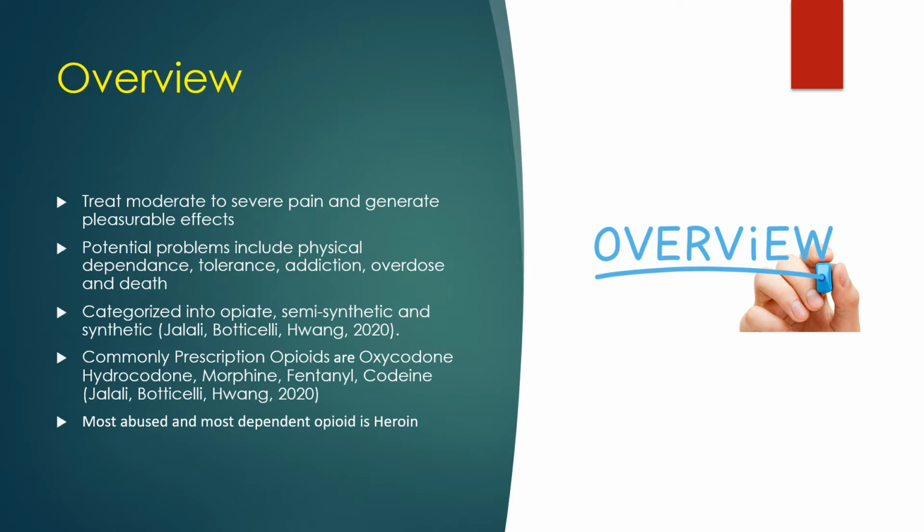Opioids are categorized into opiate, semi-synthetic, and synthetic. Opioids may be swallowed, smoked, injected, and inhaled. Most used prescription opioids are oxycodone, hydrocodone, morphine, and fentanyl. Fentanyl is synthetic; however, drug trafficking in fentanyl has increased in many areas.